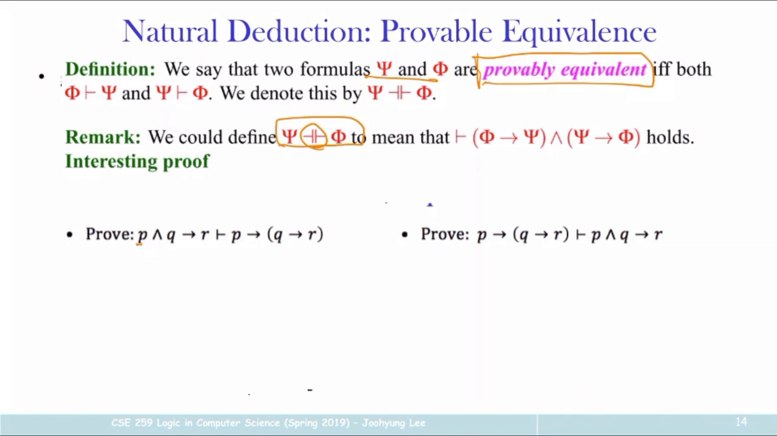And in the homework, I gave you some problems on provable equivalence. There are some problems where I skipped and gave you only one direction to prove, but the other direction is also possible. All right, any question before we move to the next subject?